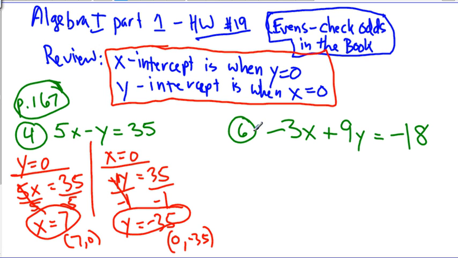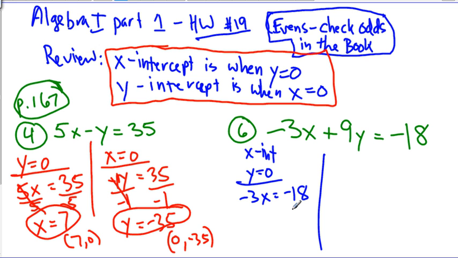Same thing. Let's find the x-intercept, and I'll write this one out, which is when y equals 0. So when I let y equal 0, that's 9 times 0 is going to be 0. So what am I left with? Negative 3x equals negative 18. Now this is a problem that we did about a month ago, where we just solve for x by undoing multiplication, divide both sides by negative 3, x equals 6. Negative 3 divided by negative 3 is positive 1. Negative 18 divided by negative 3 is positive 6.